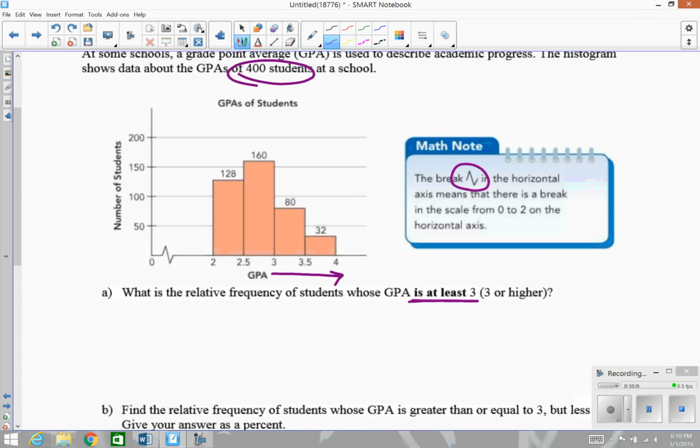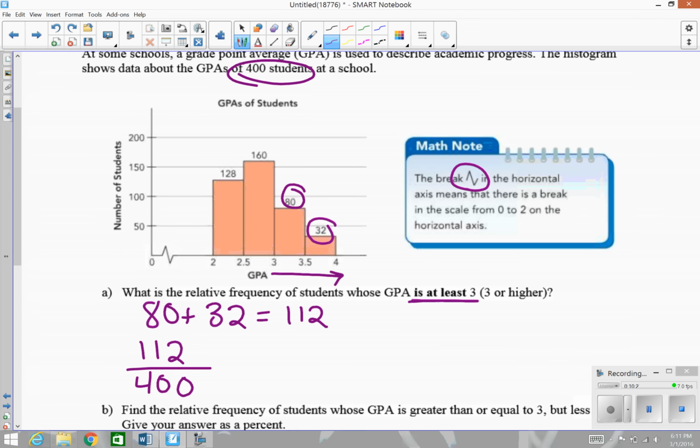So those that are 3 or higher, well that's 80 and 32. So we can add 80 plus 32, that equals 112. So we have 112 out of our total 400. That equals 7 over 25, or 0.28. And then if they ask you to represent that as a percent, we know that would just be 28%.